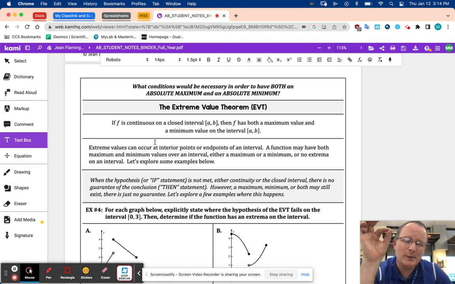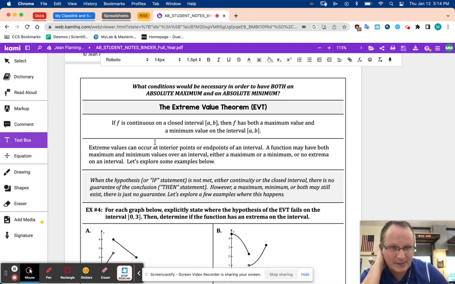Now, one thing you need to keep in mind, these extreme values could occur at an endpoint. So not necessarily at a relative max or min. It could be at an endpoint, so we have to check those.